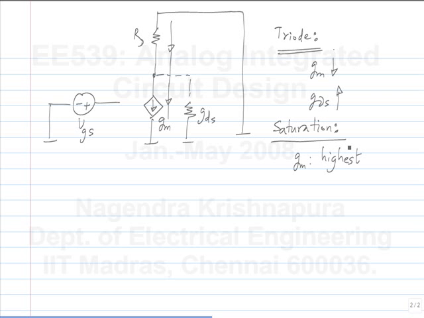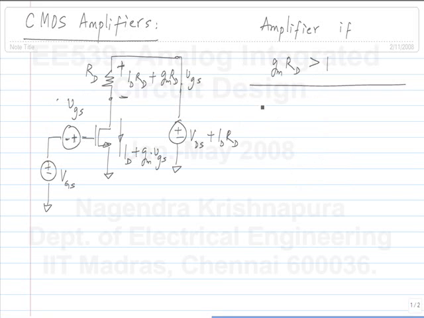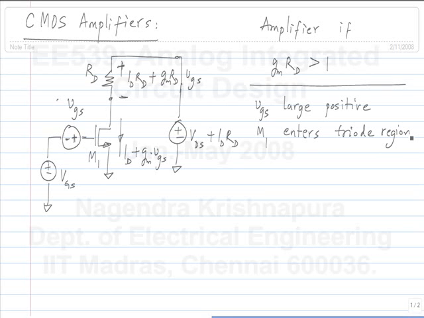When I say gm is highest in the saturation region, I mean it is highest for that given bias current, given bias condition. Okay. And gds is small. So, we would like to keep it in the saturation region. If VGS becomes large, positive, let me call this M1. M1 enters triode region where the behavior of the amplifier is not so good.